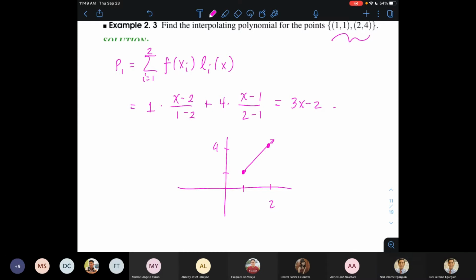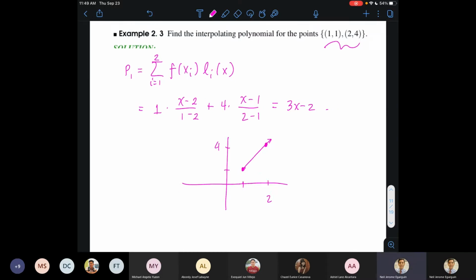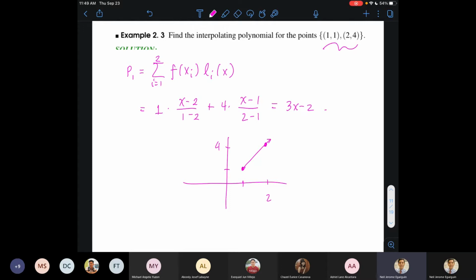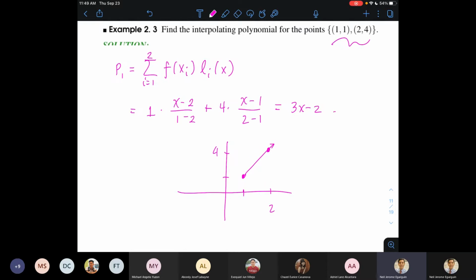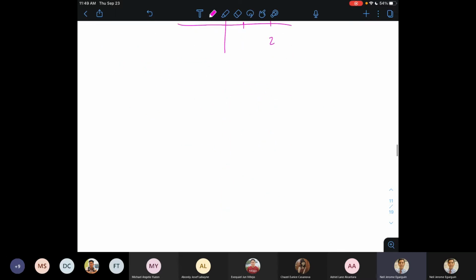Okay, so I hope these 3 examples give you more insight on how to find the interpolating polynomial, at least manually, because I always find it easier to write a code for something if at least I have tried writing it on paper. Para alam ko na kagad ano yung nangyayari dun sa process.